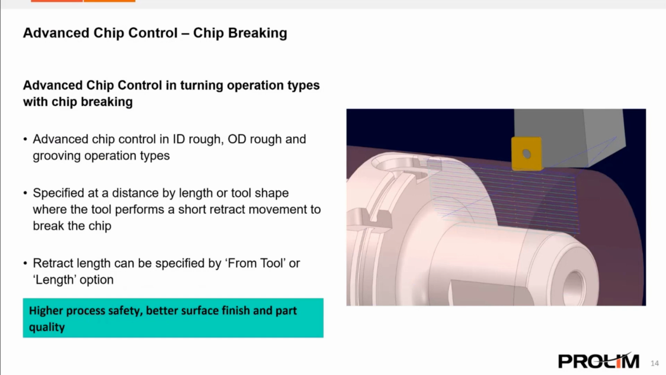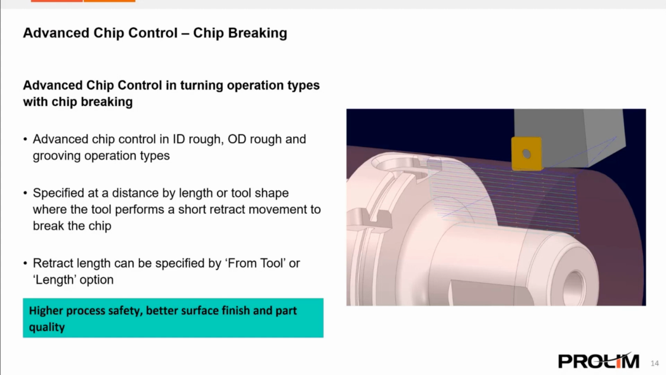The chip breaking is a new enhancement in NX 2412. It allows users to use advanced chip control in lathe machining for ID roughing, OD roughing, and grooving types of operation. Usually without chip breaking, as you already know, we are prone to tool wear and poor surface finish, maybe some increased risk of workpiece damage, as well as reduced tool life due to excessive heat and friction. The chip breaking option for turning tool paths in NX CAM is a functionality that enables users to enhance machining surface quality by controlling the formation of chips during the turning process.